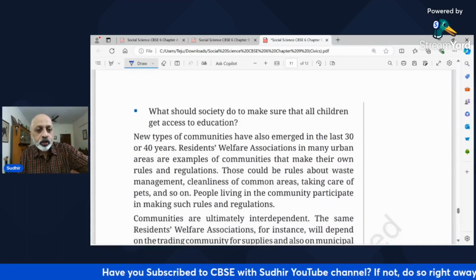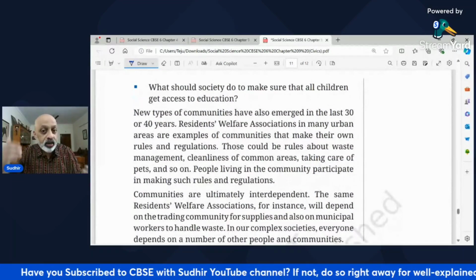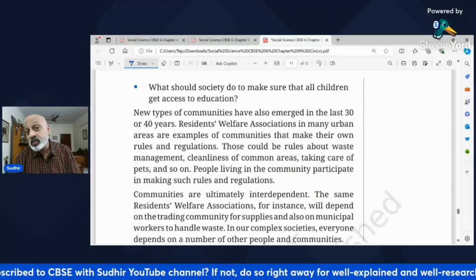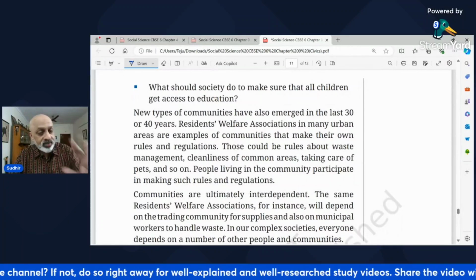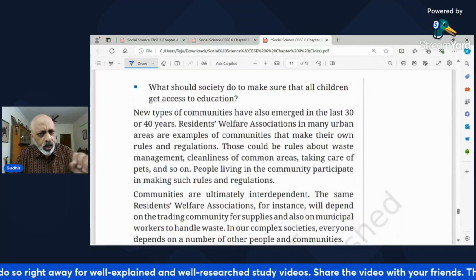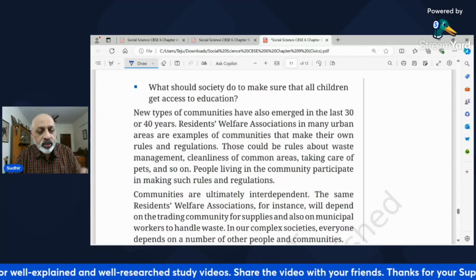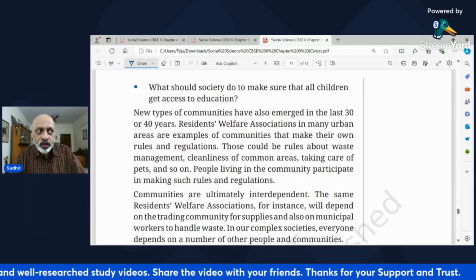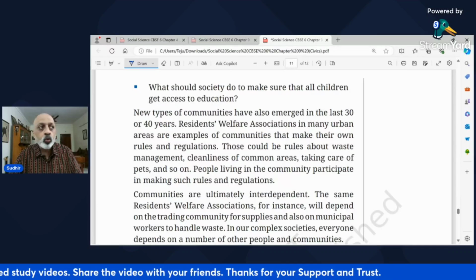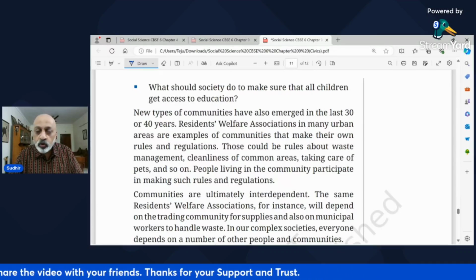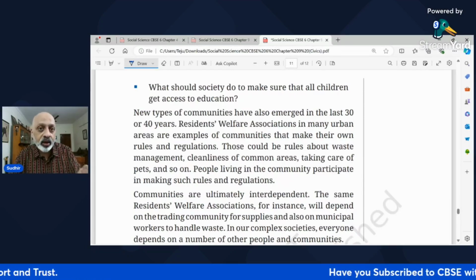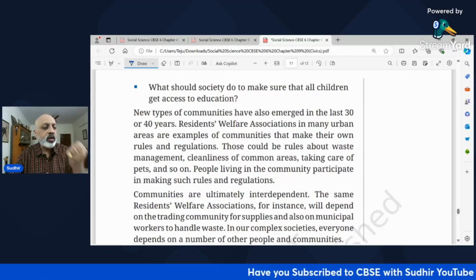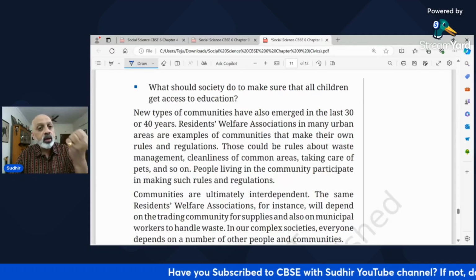So what should society do is what they are asking, to make sure that all children get access to education. We will do the question and answers in detail later. This is about understanding the chapter. How do you make sure that children get access to education? That you ensure that they all get admitted to schools. The school should have good facilities. The school should have qualified teachers in order to ensure that all children are taken care of. An educated country is so very important.